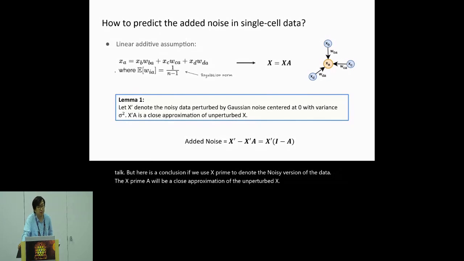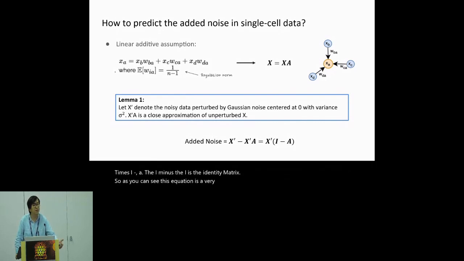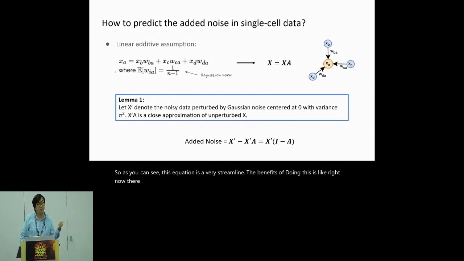Given this conclusion, recall that in the diffusion model, we need to train a reverse model to predict the added noise. So with this conclusion, we can simply get this formula saying that the added noise will simply equal X prime minus X prime A, or in other words, X prime times I minus A. The I is the identity matrix. So as you can see, this equation is very streamlined. The benefit of doing this is that right now, there is no need to do the very costly matrix inversion anymore.